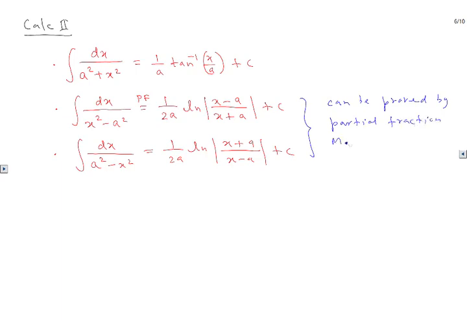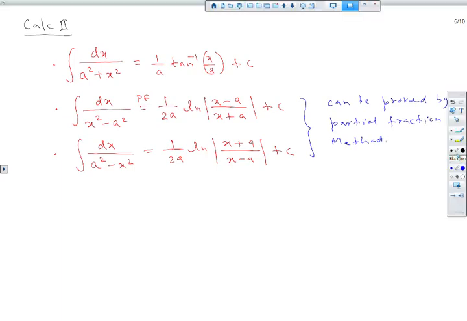Partial fraction method. This was given as formulas in Calc 2. We prove this one in Calc 2 when we do the partial fraction method, but now you can use this as a formula. So now we can use this formula to write our solution. We need the third equation for us.